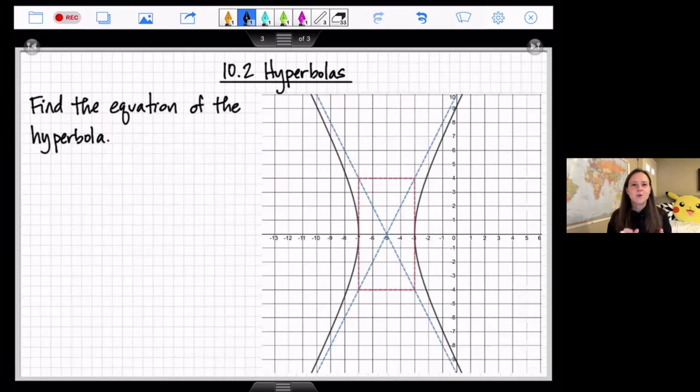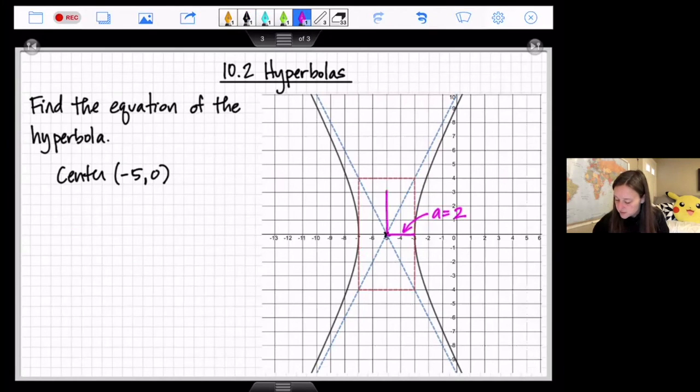All right, so let's start off. We know we need to know our center. So I'm going to say my center, I'm identifying that at, let's see, that's negative 5 comma 0. Then we need to figure out our A and B values. So remember that the A value is how much we go in the x direction for the red box. So that's going to be right here. So this tells me that A is equal to 2. Our B distance is going to be from the center up or the center down. And that looks like B is going to be equal to 4 tick marks.